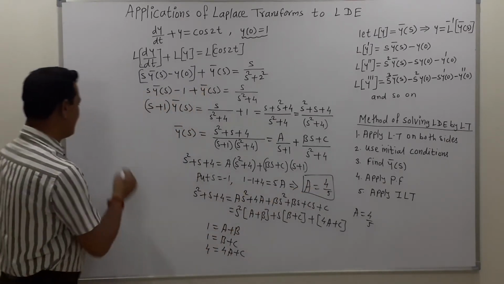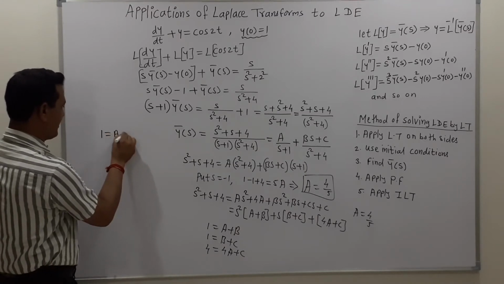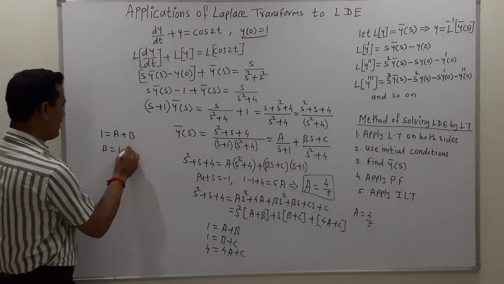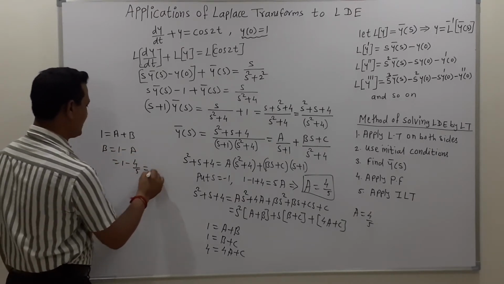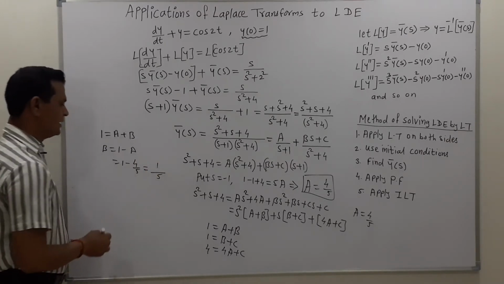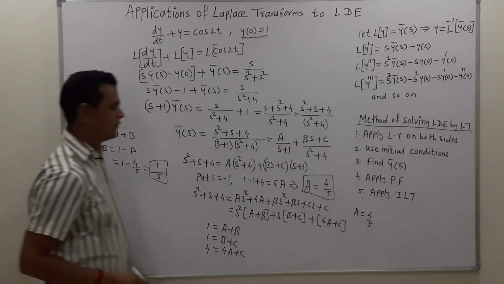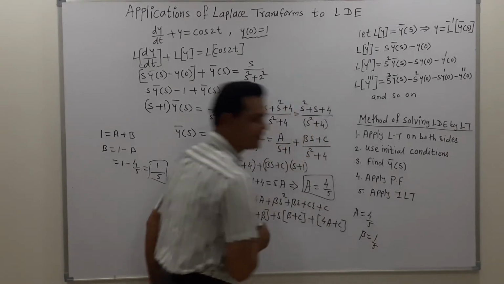So we can get the value of b as, 1 is equal to a plus b. So b is equal to 1 minus a, which is 1 minus 4 by 5. So we can write this as 1 upon 5. So in this way we get the second coefficient, which is 1 upon 5. So I will write here the value: b is equal to 1 upon 5.